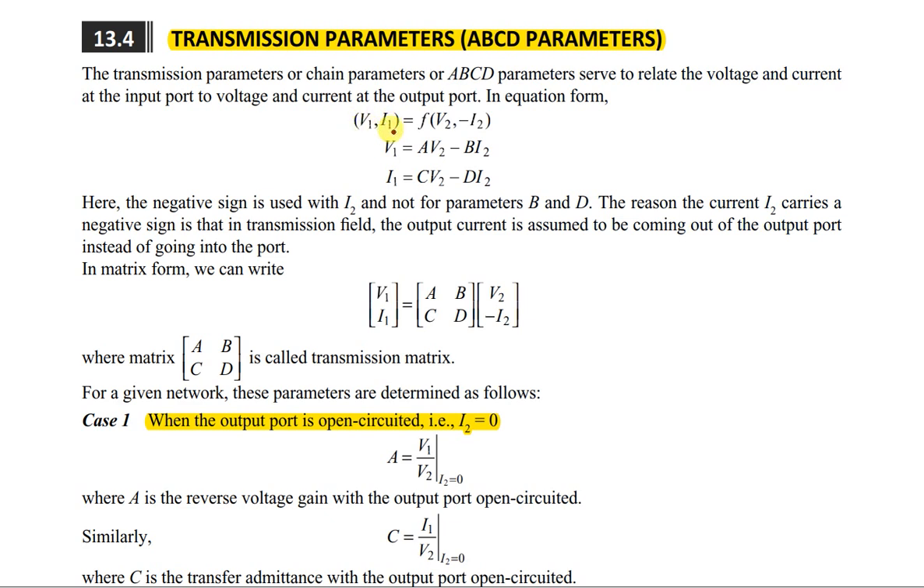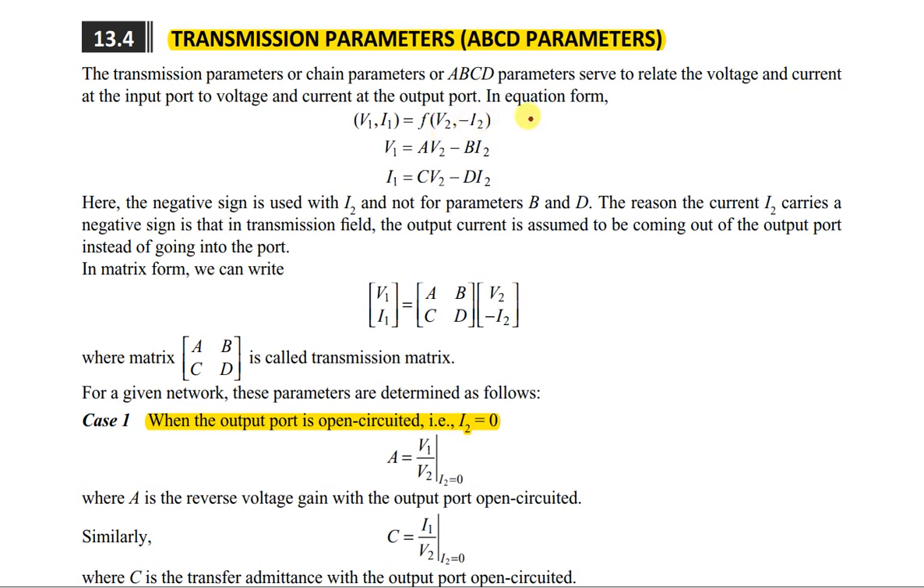V1 and I1 are expressed in terms of V2, I2. Input side parameters are what? Input voltage and input current. So input side parameters V1 and I1 are expressed in terms of output side voltage and output side current.